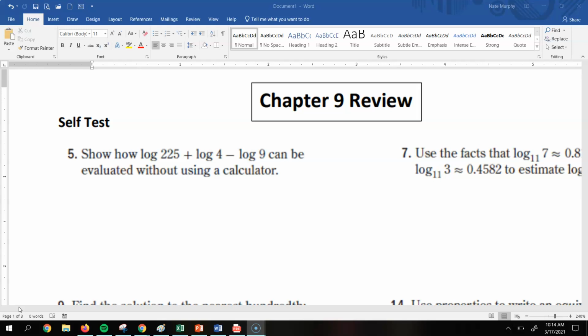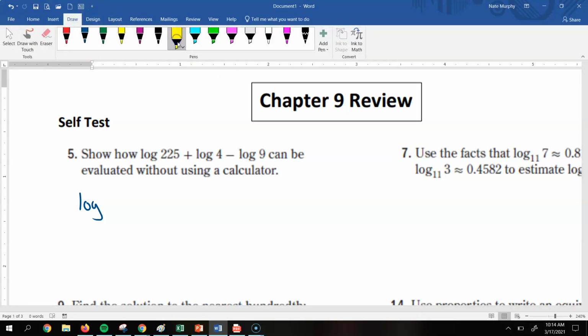So what we're going to use is those properties of logarithms. Remember that if we're adding, we multiply the values of the logarithm. So if we see that we have adding here, we're going to multiply those values. And when we see subtraction, that means we're going to divide by that value. So when I write this as a single logarithm, we would have 225 times 4, and then we divide by 9.